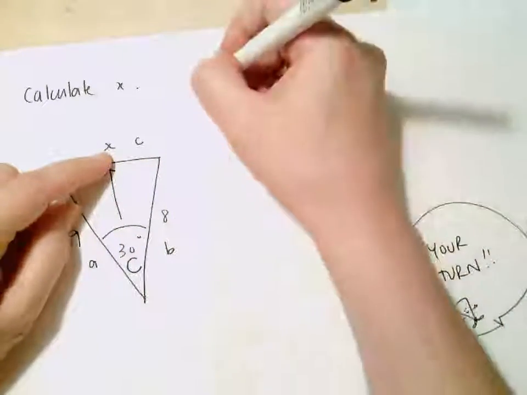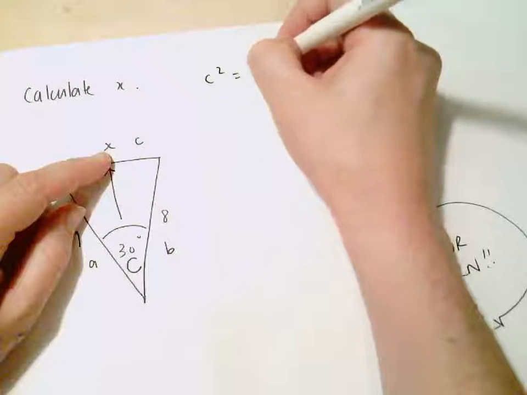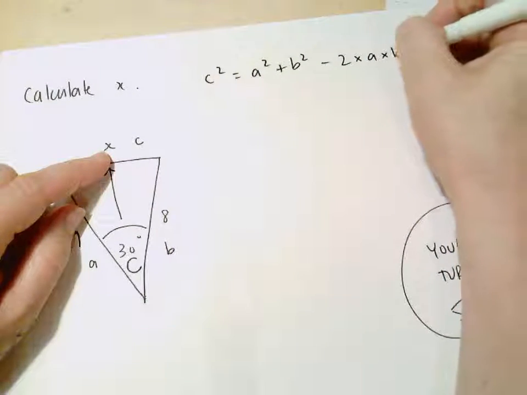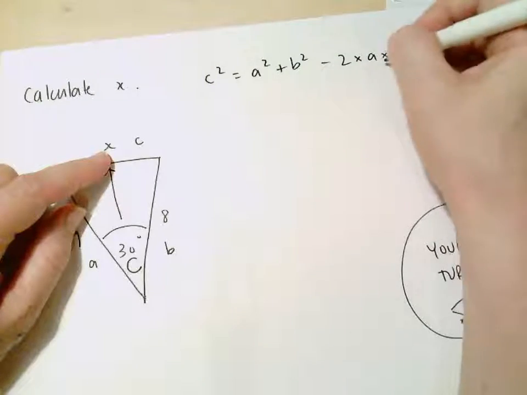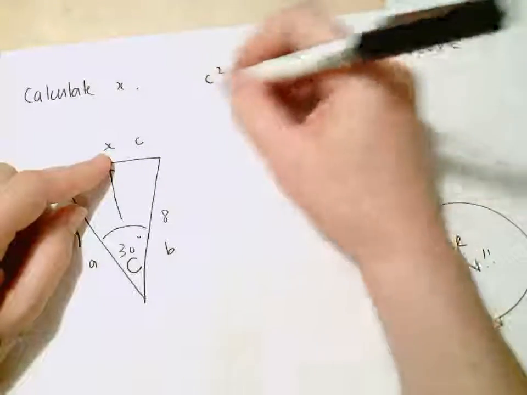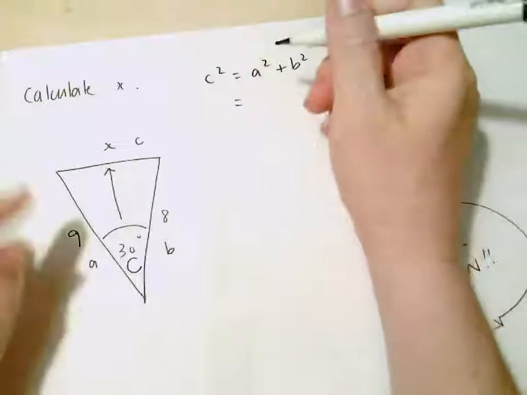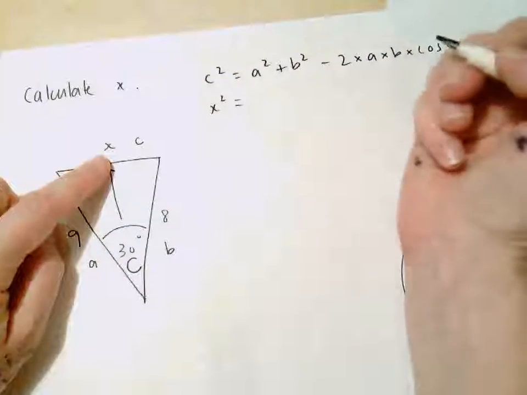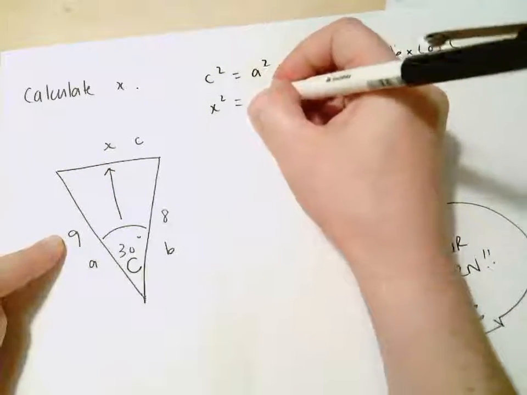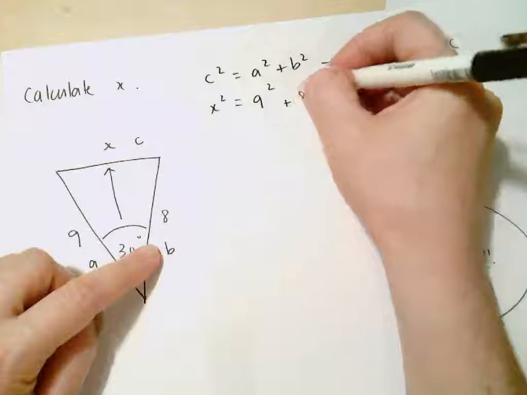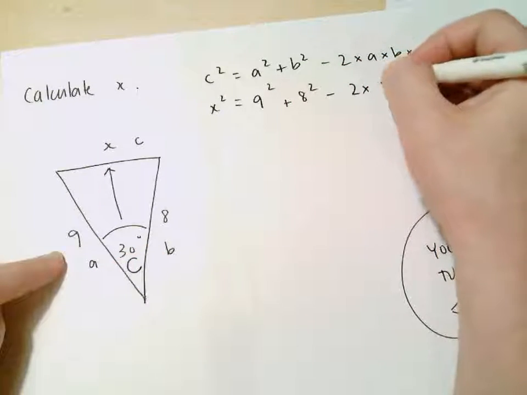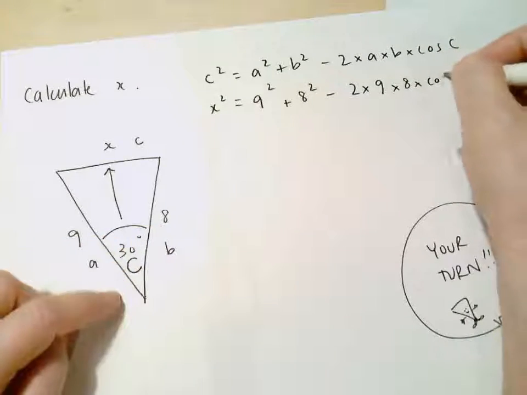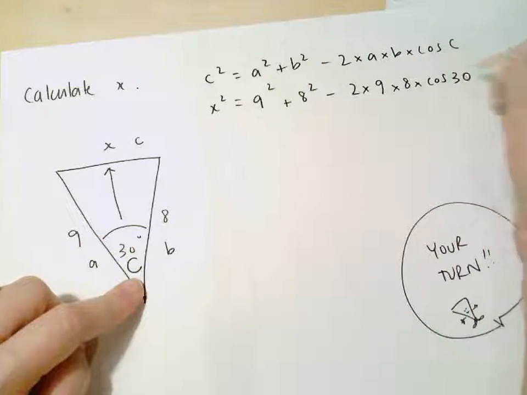This is calculating a side, so I'm going to write my rule out. C squared equals A squared plus B squared minus 2AB cos C. I'm just putting those times in there to make it clear. Remember, this rule is given to you on the formula sheet. Then I substitute. My C squared is what I'm trying to work out. That's x squared. My A is 9. My B is 8. Minus 2 times A was 9, B was 8, times cos of my angle was 30.